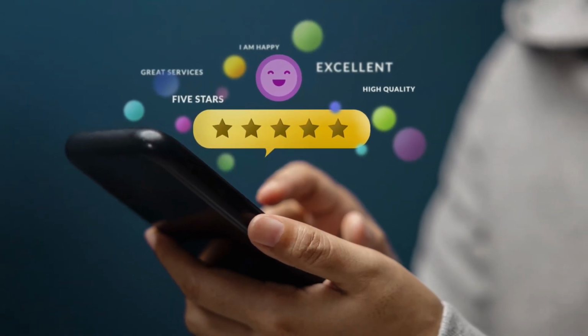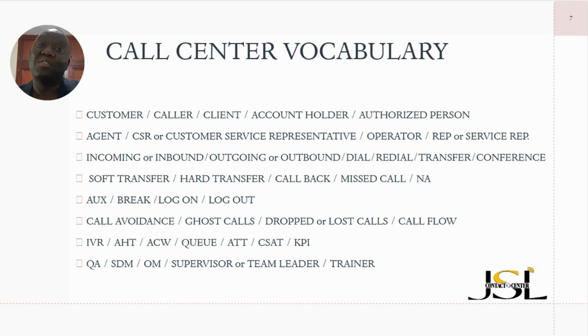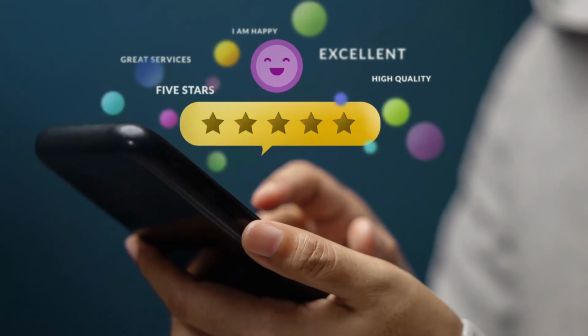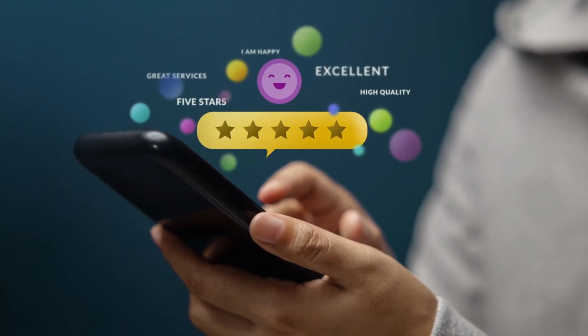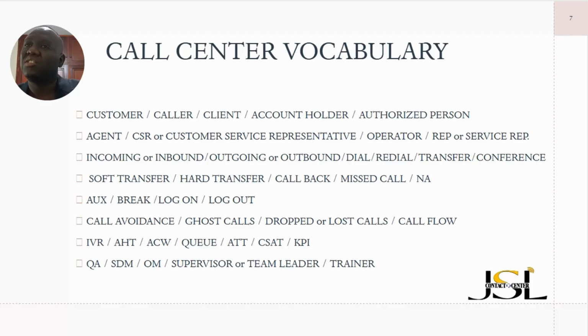CSAT, that's customer satisfaction. Most of the time when they are happy, no one leaves a review. They're just happy and probably talk to a few people about the service. But when they are not happy, they will tell the world. So that CSAT is very important for every company. So that's customer satisfaction. KPI, that stands for key performance indicator.